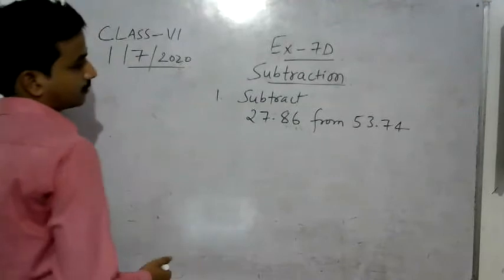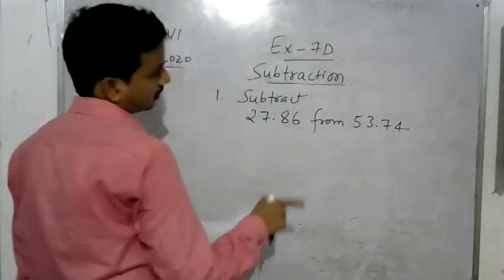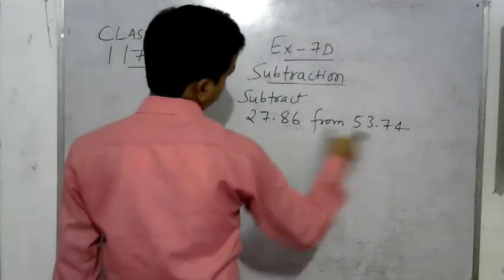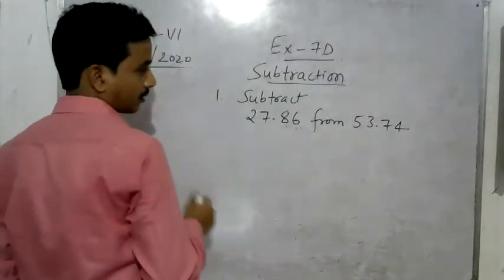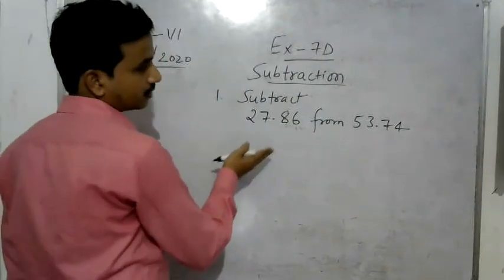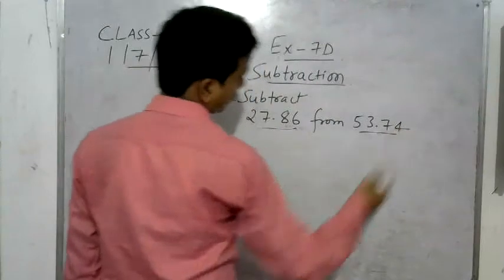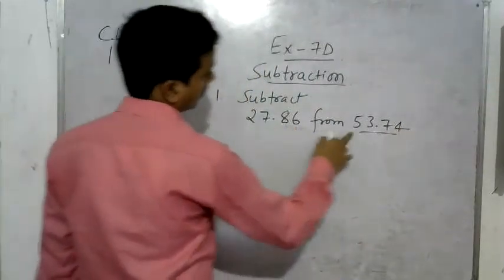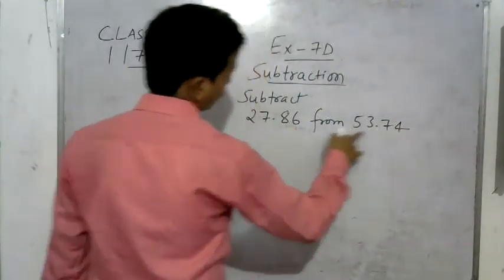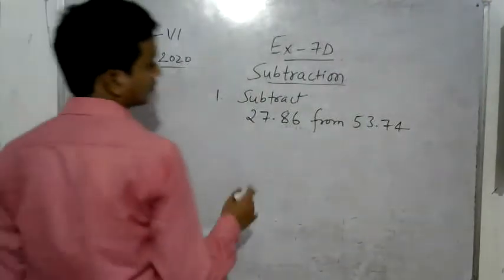So here, first of all, check whether the decimals are like decimals or not. If it is not a like decimal, then you have to first convert it into like decimal. So here are two decimal places and here are also two decimal places. So these both decimals are like decimals, so we do not need to convert them.